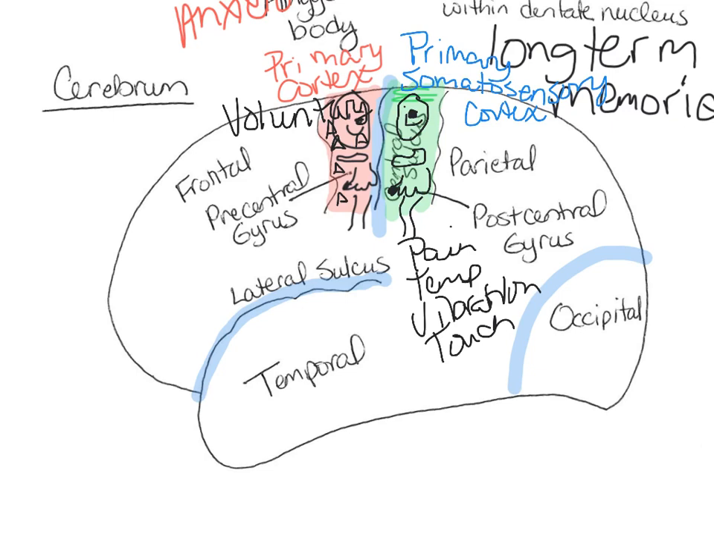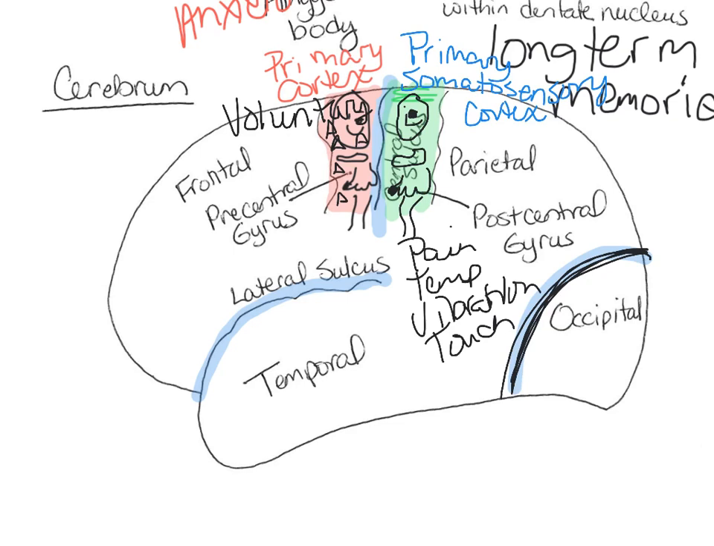Let me check your lab list here to see if you have to know all of those sulci. So you do have to know the central sulcus, frontal lobe, parietal lobe, lateral sulcus, temporal lobe, parieto-occipital sulcus. This sulcus back here is the parieto-occipital sulcus. So you have to know that on your lab exam. The occipital lobe. Okay.